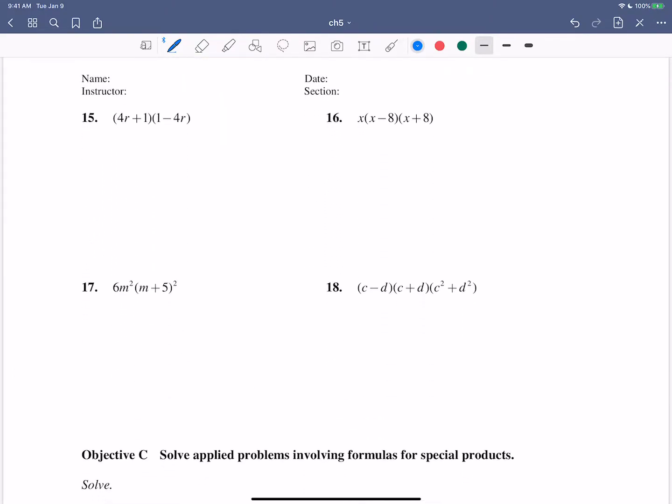Number 15. 4r plus 1, 1 minus 4r. So this one is very similar to number 11, where we have to switch the order of these two terms to make it look like a plus b and a minus b. Let's switch those two. You have 1 plus 4r times 1 minus 4r. And now we could apply the formula. A squared minus b squared. Square the first term, that's 1 squared, minus the square of the second term. Second term is 4r, so make sure you put in grouping symbols and square. Simplify this, 1 minus 16r squared.